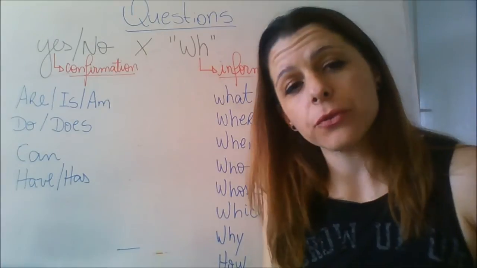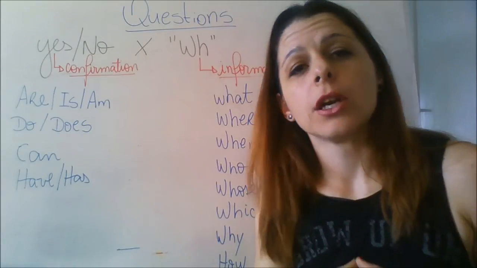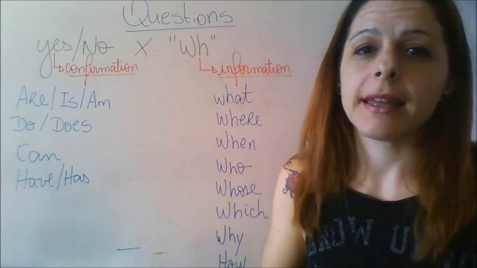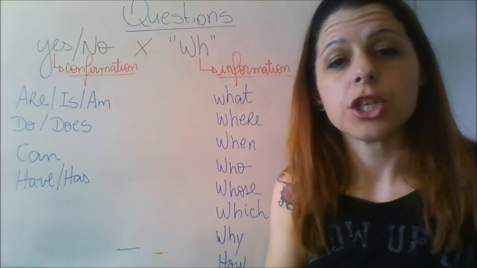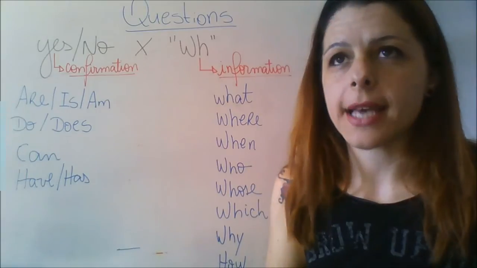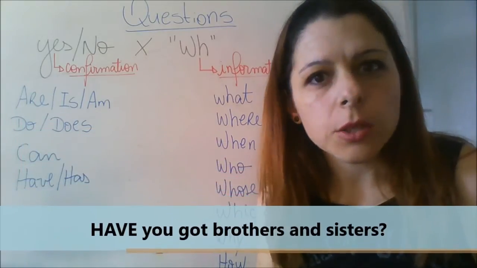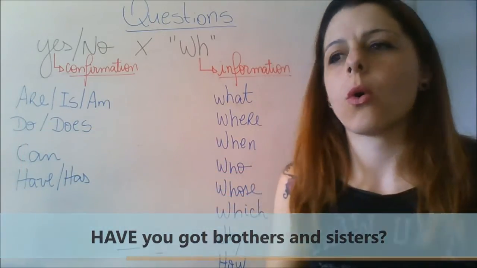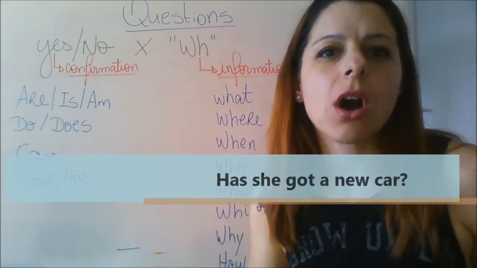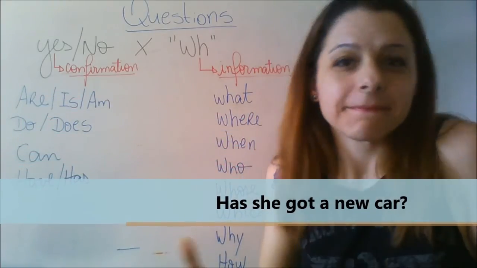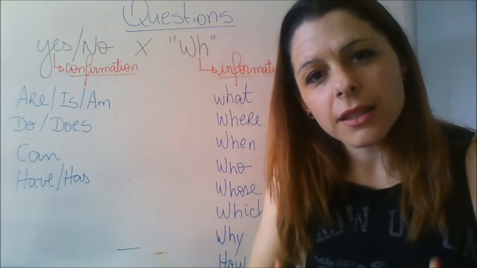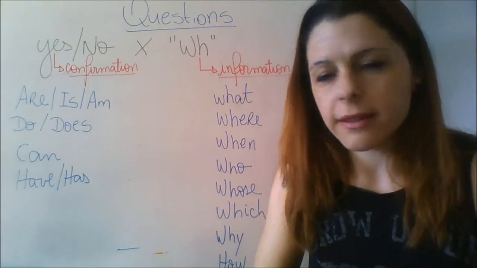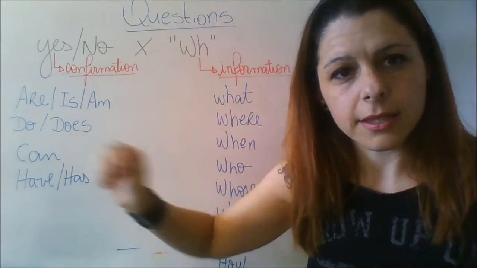All right, and now let's use some questions with have or has. Remember, have we use with I, you, we, and they. And has we use for he, she, and it. So for example, have you got brothers and sisters? Or has she got a new car? Okay, so you see, I have to start the questions with these words.